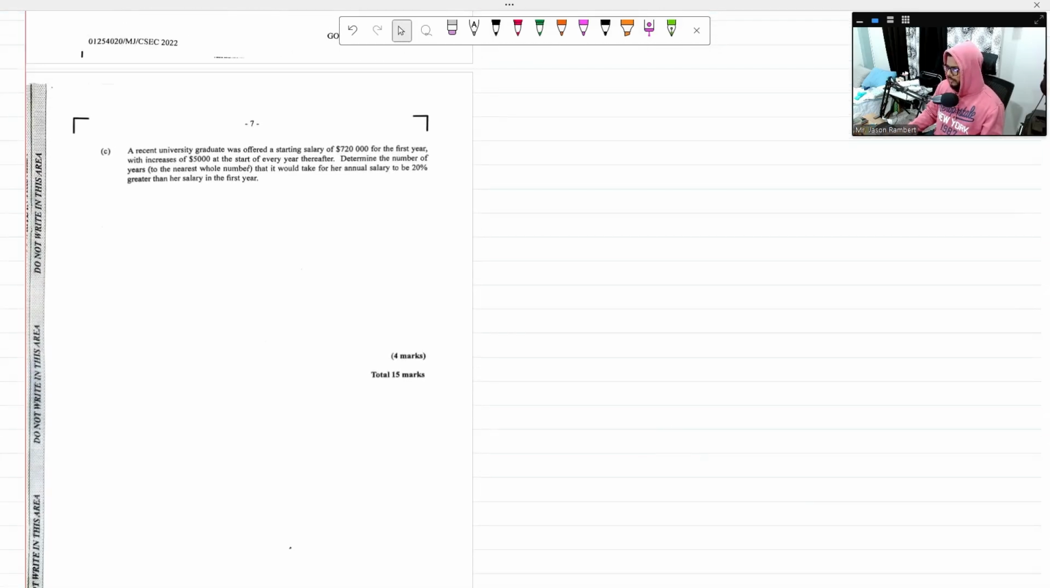All right. A recent university graduate was offered a starting salary of $720,000 for the first year, with increases of $5,000 at the start of every year thereafter. Determine the number of years it would take for her annual salary to be 20% greater than her salary for the first year. So if I want to know, well, first things first, a is $720,000.